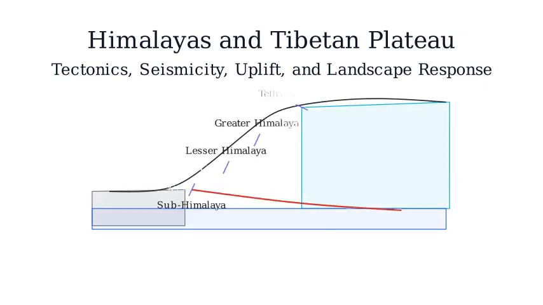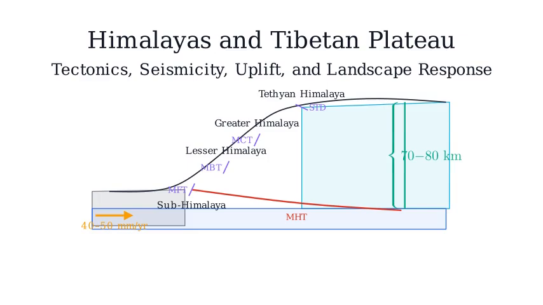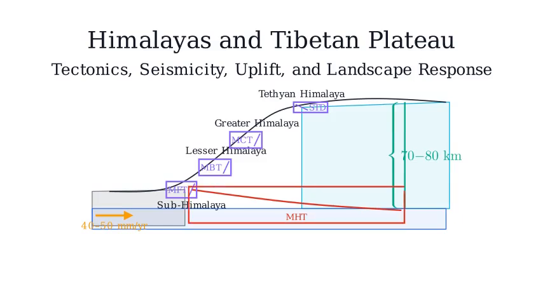The Himalayan wedge in the south includes, from south to north, the sub-Himalaya, the lesser Himalaya, the greater Himalayan sequence, and the Tethyan Himalaya. These are separated by major faults: the main frontal thrust at the range front, the main boundary thrust, the main central thrust, and the South Tibetan detachment. At depth, a master detachment called the main Himalayan thrust connects them and dips beneath Tibet, doubling the crust to about 70 to 80 kilometers under southern Tibet.